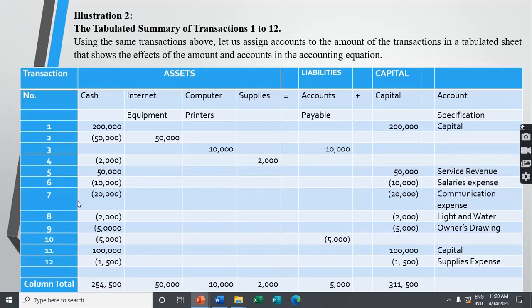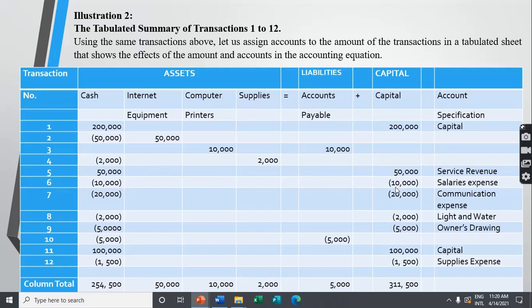Okay? Dito sa transaction number 6, nagbayad ka ng salaries expense mo. Kaya, nabawasan yung cash mo, and at the same time, nabawasan din yung capital.